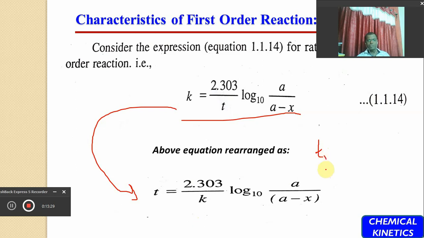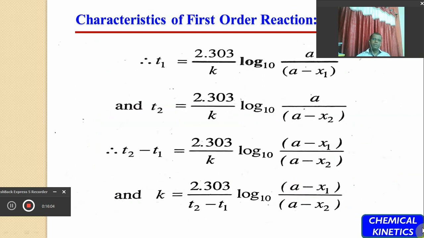Dear friends, in this case, suppose we have two times. The initial concentration will be the same, but at time t1 the concentration of whatever product is formed is indicated by x1, and after some time the amount of product formed, or the reactant reacted, is indicated by x2. So we have two concentrations x1 and x2 at two different time intervals t1 and t2 with the initial concentration of a. Then the equation for the first order rate constant can also be modified like this.